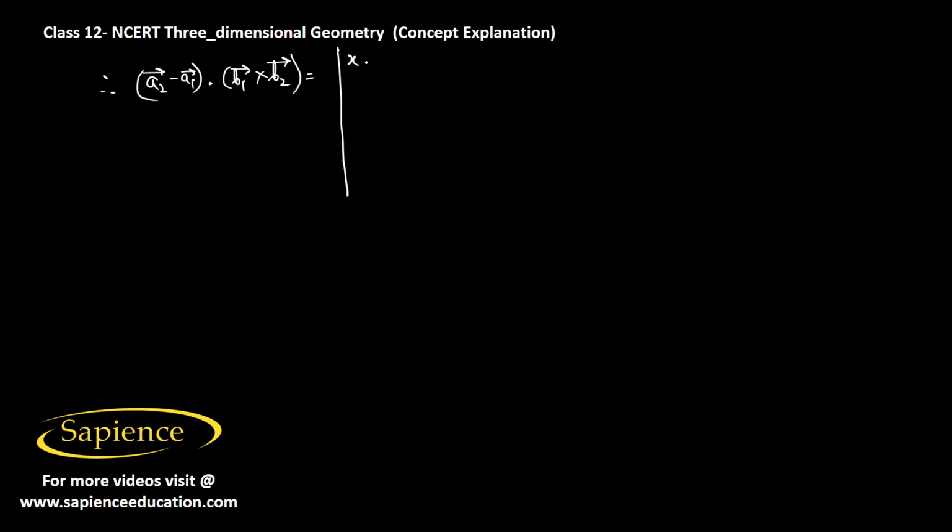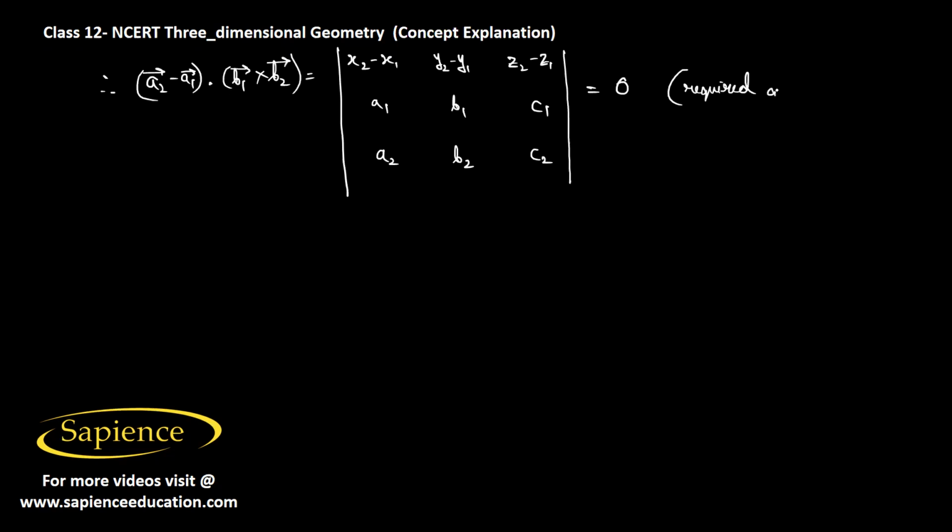So the first row will be x2 minus x1, y2 minus y1, and z2 minus z1, and then this will be a1, b1 and c1, and this will be a2, b2 and c2. If we take the determinant of this, it should be equal to 0. So this is the required condition in Cartesian form for the two lines to be coplanar.